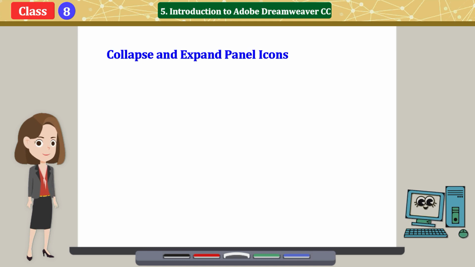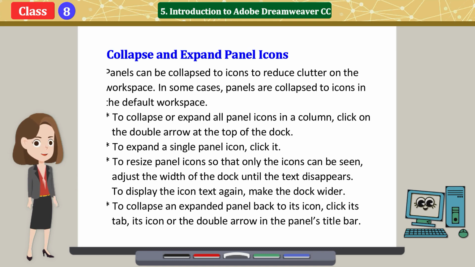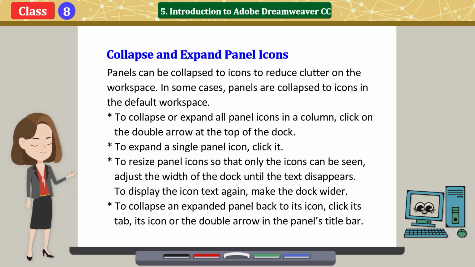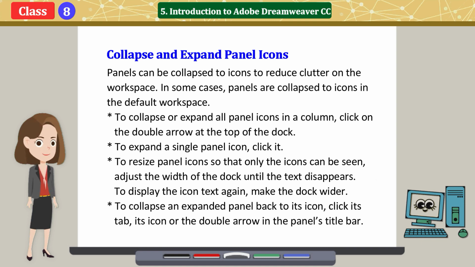Collapse and expand panel icons. Panels can be collapsed to icons to reduce clutter on the workspace. In some cases, panels are collapsed to icons in the default workspace. To collapse or expand all panel icons in a column, click on the double arrow at the top of the dock. To expand a single panel icon, click it.